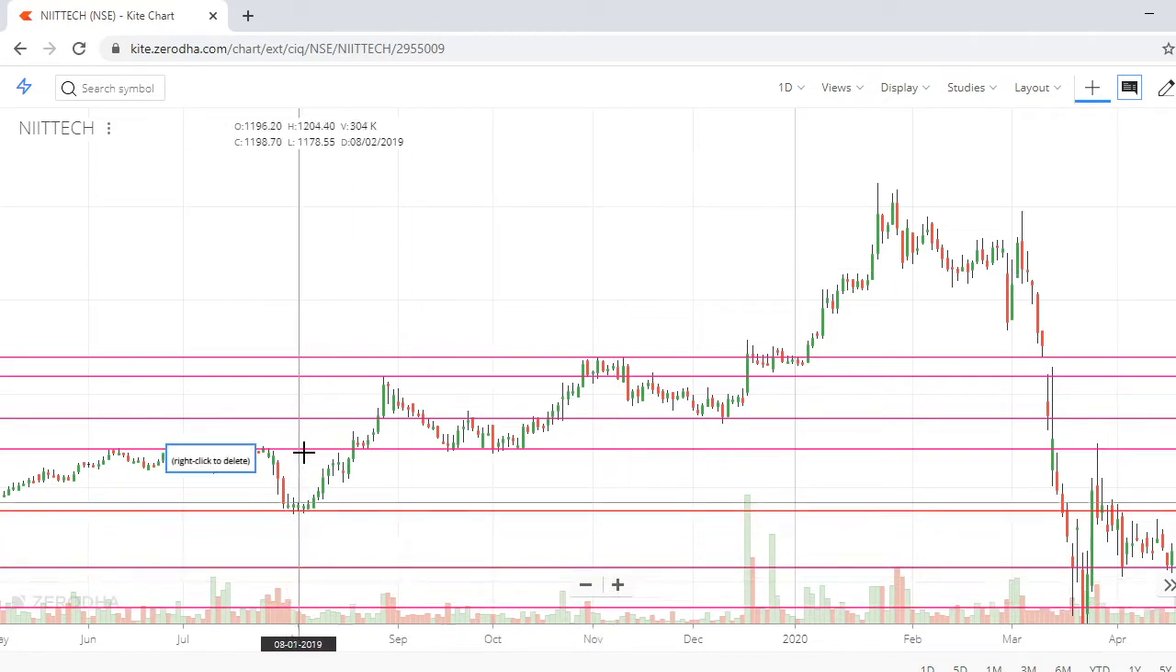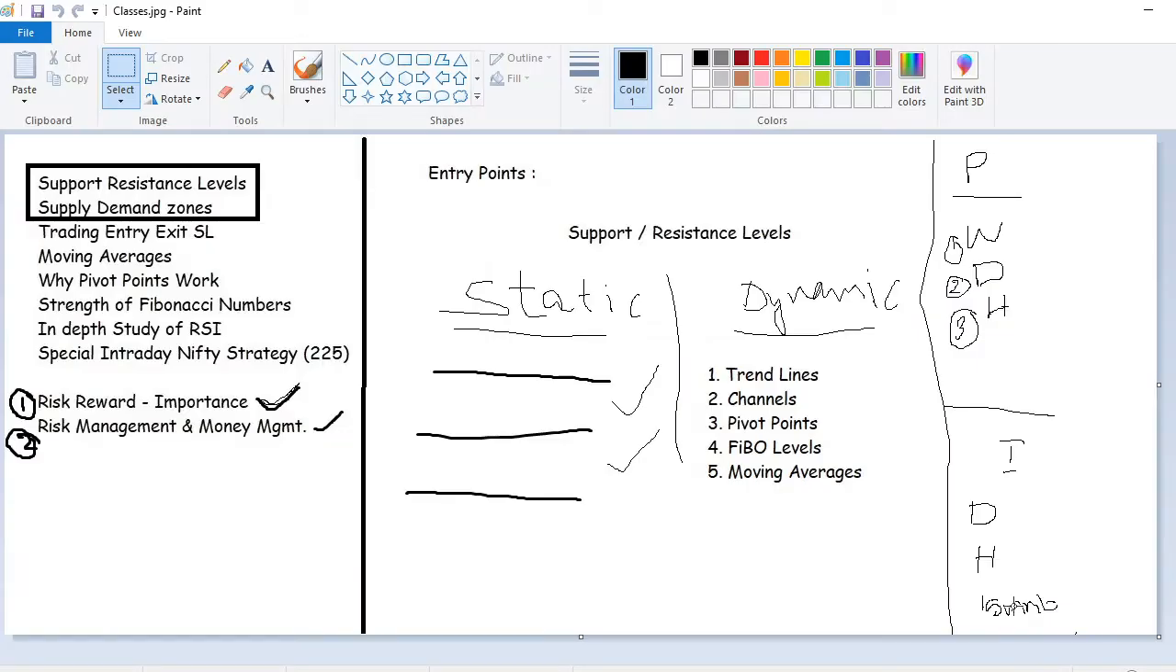Coming to the dynamic lines, we studied about trend lines. We discussed trend lines and channels which can be used as dynamic support resistance levels, along with the pivot points, pivot levels and moving average. Before going deeper into trend lines and channels, we discussed uptrend, downtrend and sideways, like market situation. What is the situation of the market?